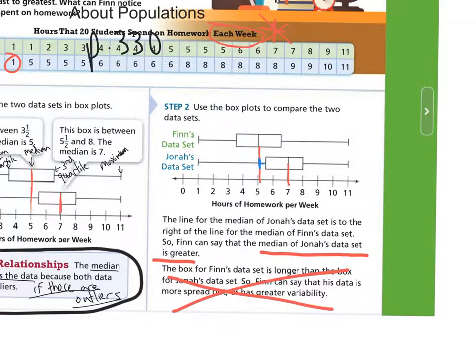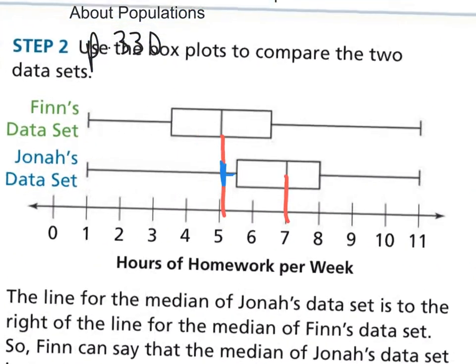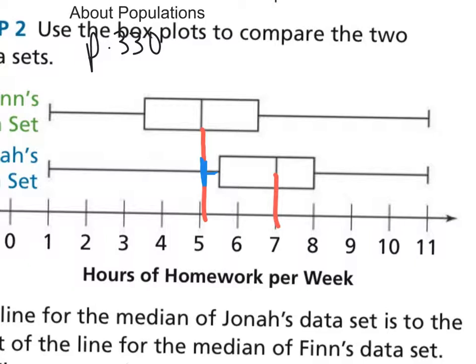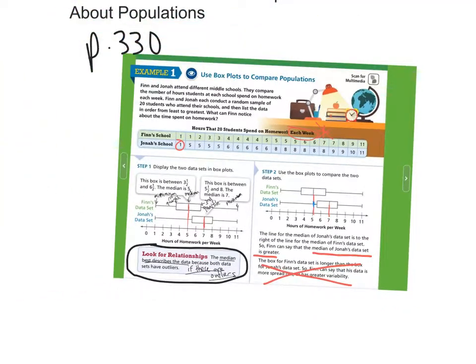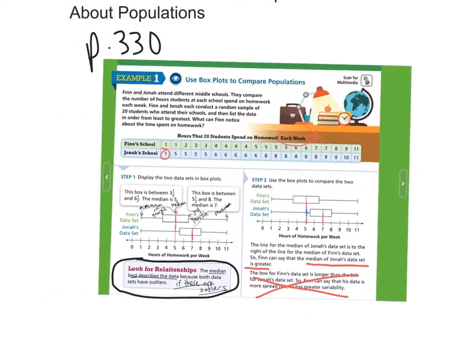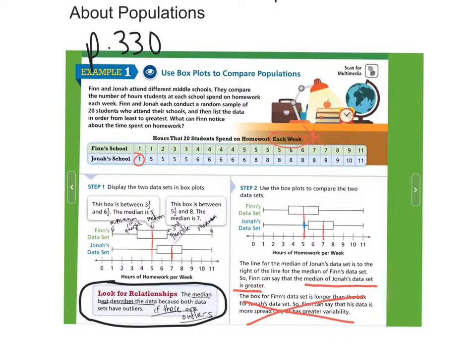We can look at the boxes and say the middle 50% had greater variability in the one than the other. But to say overall the one had greater variability, I don't think we can really say that for this box plot.